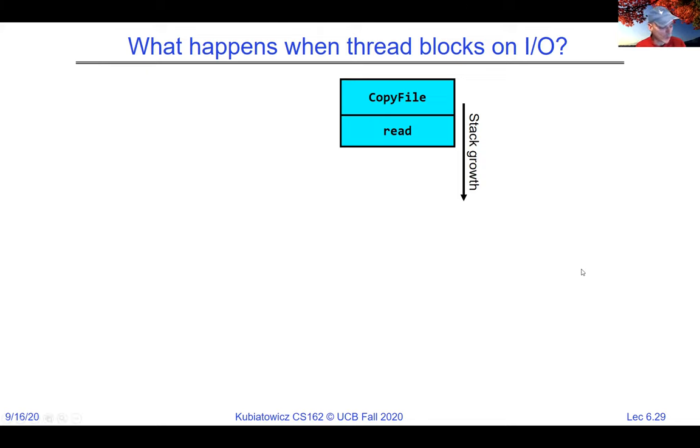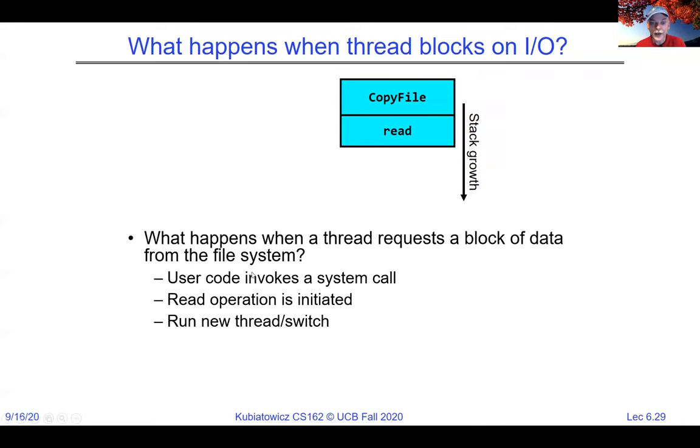let's move forward. I want to try to catch a couple of things before we get into some synchronization here. So what happens if we block on I/O? Here's a different process that's copying from one file descriptor to another. You open one for reading and the other for writing. We showed you that code a couple of lectures ago. Now it executes a read system call. What happens? We take a system call into the kernel.